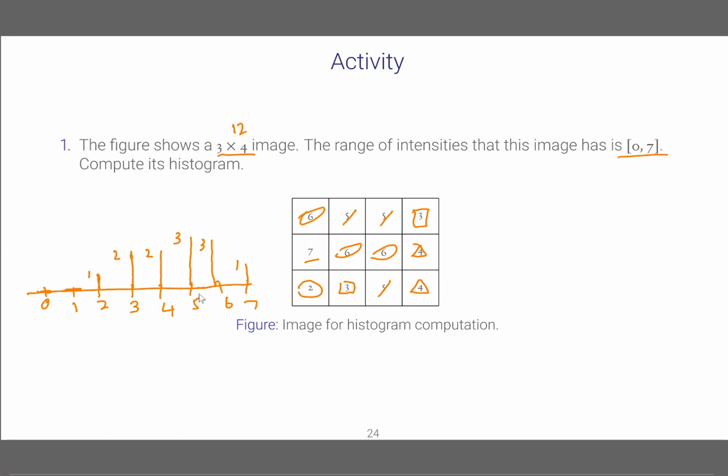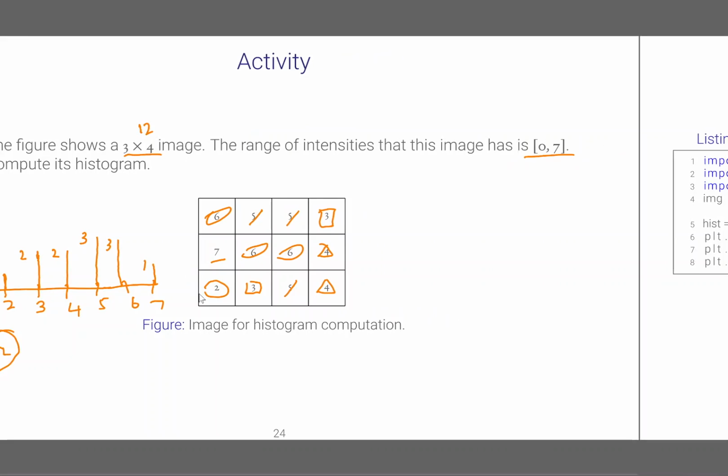When you add all these numbers in the histogram, 1 plus 2 plus 2 is 5, 5 plus 3 is 8, 8 plus 3 is 11, plus 1 is 12, you must get, of course, the total number of pixels in the image. So this is the histogram.